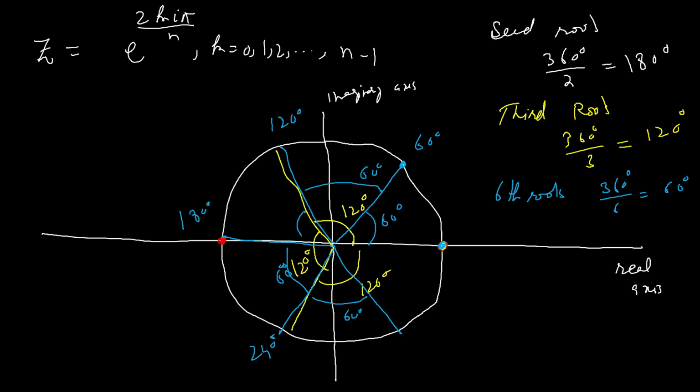From 0 degree up to here, the angle is 300 degrees, and these are the 6 roots. First one, this one, this one, this one, this one, and the last root lies here. And if we move further, the roots will start repeating themselves.